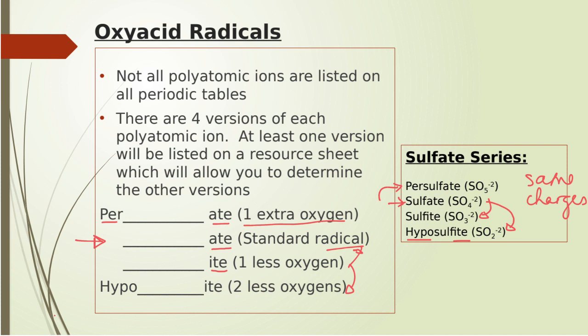So you have a worksheet in your booklet where you can practice these oxyacid radicals and get comfortable with the 4 different versions of them. Once you know this pattern, you'll be able to determine the name and chemical formula of any radical in any polyatomic series.